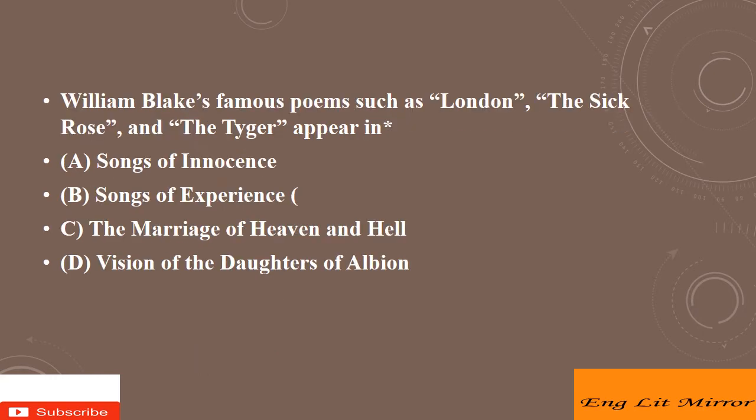William Blake's famous poems such as London, The Sick Rose and The Tiger appear in which of the options: A. Songs of Innocence. B. Songs of Experience. C. The Marriage of Heaven and Hell. D. Vision of the Daughters of Albion. The answer is option B, Songs of Experience.